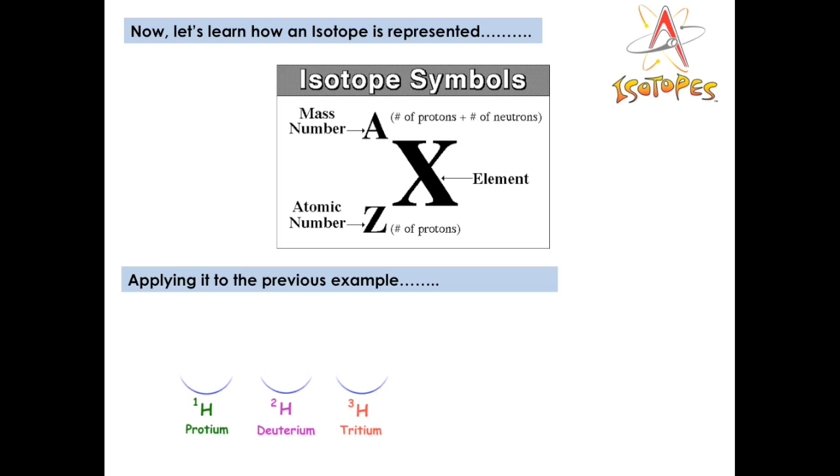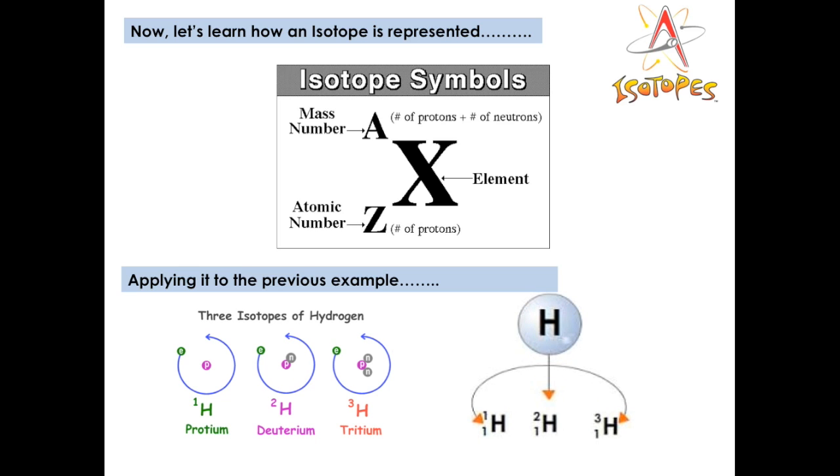Applying it to the previous example for hydrogen, the first, protium, will be H, 1, 1. For deuterium, it will be H, 2, 1. And the last one, for tritium, it will be H, 3, 1. Indicating that all of them have the same number of protons, meaning that it is hydrogen.